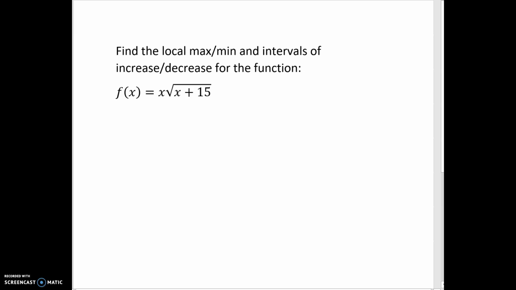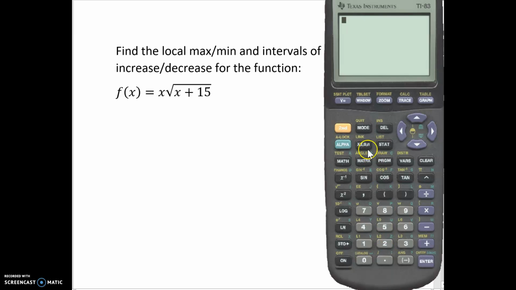Let's take a look at how we can use our calculator to help us find the local max and/or min and intervals of increase and/or decrease for any given function. f(x) equals x times the square root of x plus 15. I'm not real familiar with what that would look like, so I'm going to grab my calculator and we're going to graph it. In y equals, we'll just copy this in, and x plus 15.